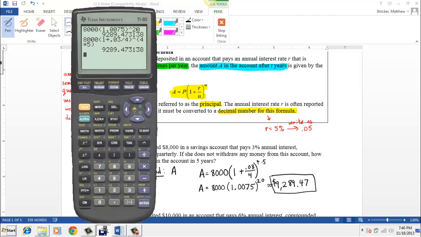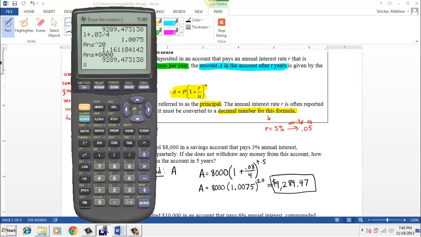Some of you may elect to do this in steps. Like I could go 1 plus 0.03 divided by 4 to get that inside, and then I could raise that to the 20th, and then I could multiply that by 8,000. That may be a little easier for those of you that don't have graphing calculators, to do it in steps.